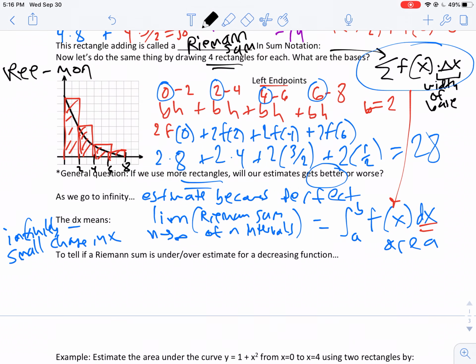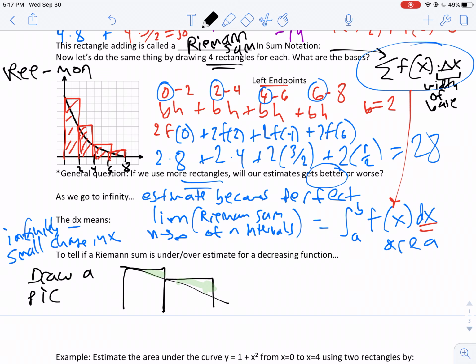So one of the questions that the AP people like to ask is, is a Riemann sum an over or underestimate for a decreasing function? Okay, and the key that I want to let you guys know is draw a picture. This is not something I memorize. So in my head, I just say, okay, let's say I have a decreasing function. If I do a left Riemann sum, I use the height of the left side and go over. Hope you can see that just using this crude picture, we can see that it's going to be an overestimate.